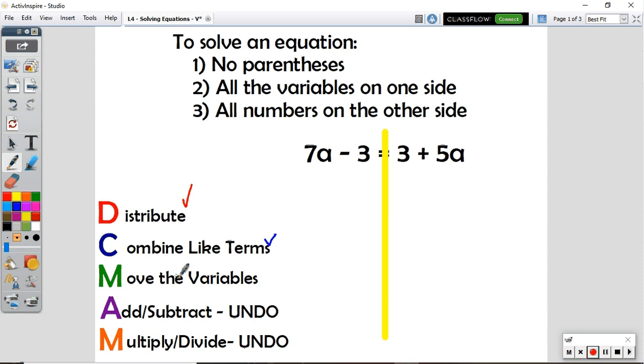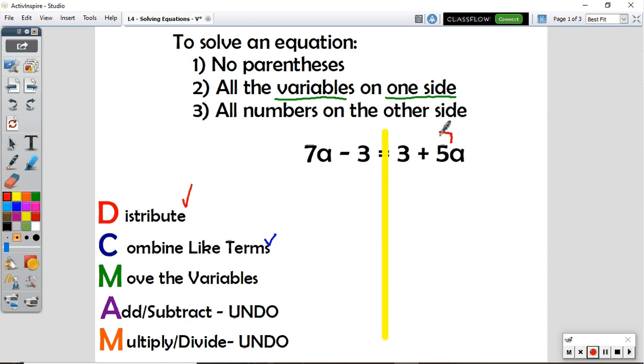So now I'm on the step where we have to move our variables. Remember, we want all of our variables on one side of the equal sign. Right now, I have some on the left and some on the right. I can move them either way. I can move them all to the left or all to the right. It is up to me to decide, and I will tell you that for some reason, I like having my variables on the left. I've always done my math that way.